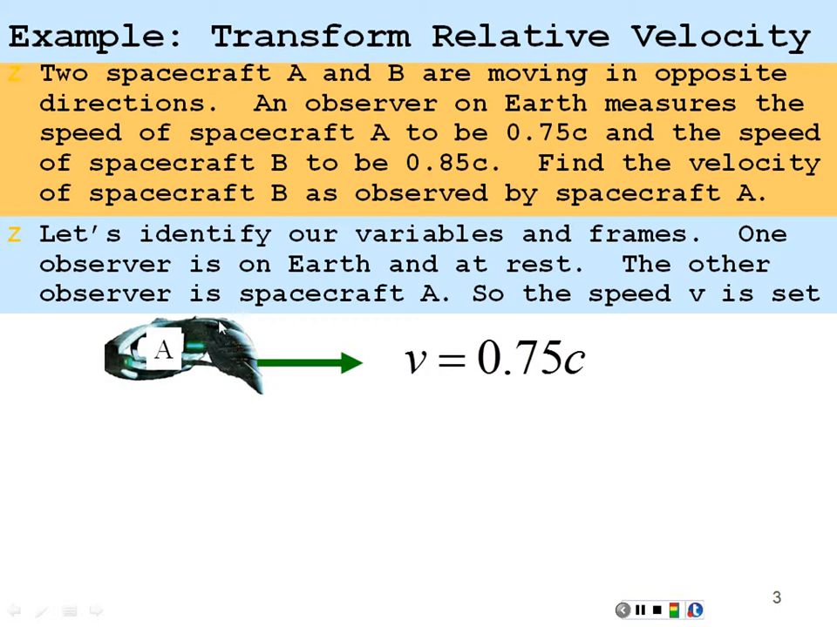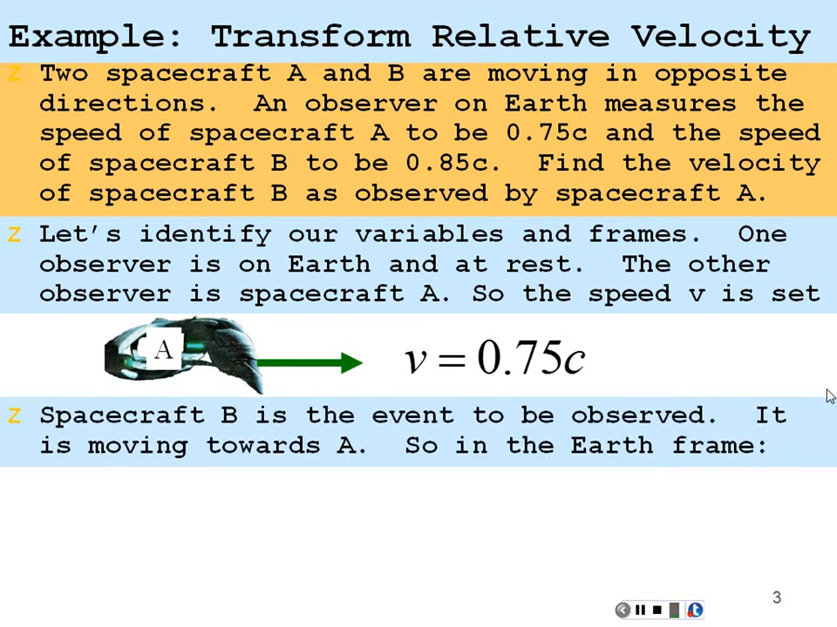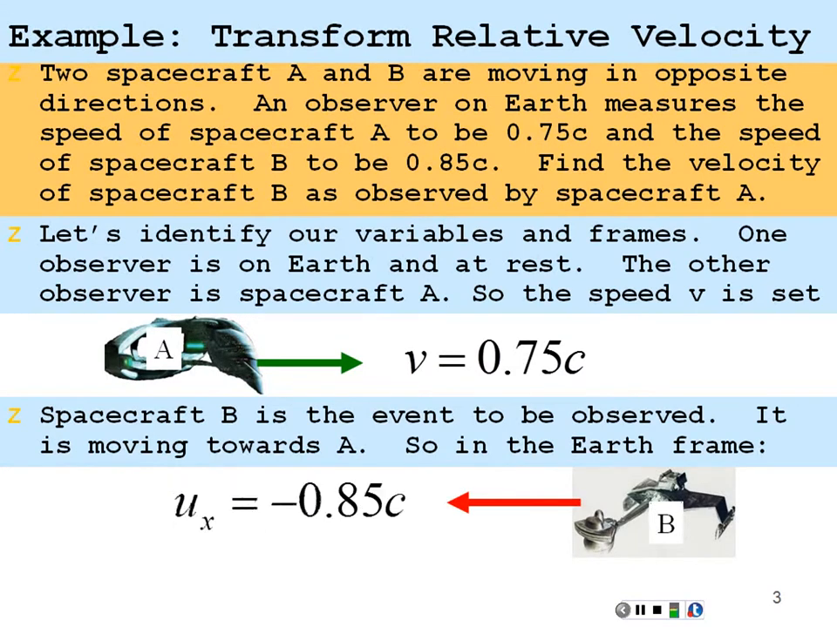So we have one spacecraft, it looks like a Romulan spacecraft, moving at 0.75 c. Spacecraft B is the event, and in the Earth rest frame, it's moving in the opposite direction towards spacecraft A. So its velocity will be negative as it's going in the opposite direction, and its speed is 0.85 c. So as far as the Earth frame is concerned, its velocity is negative 0.85 c, and that's the event that we wish to transform to the perspective of A, the moving frame.